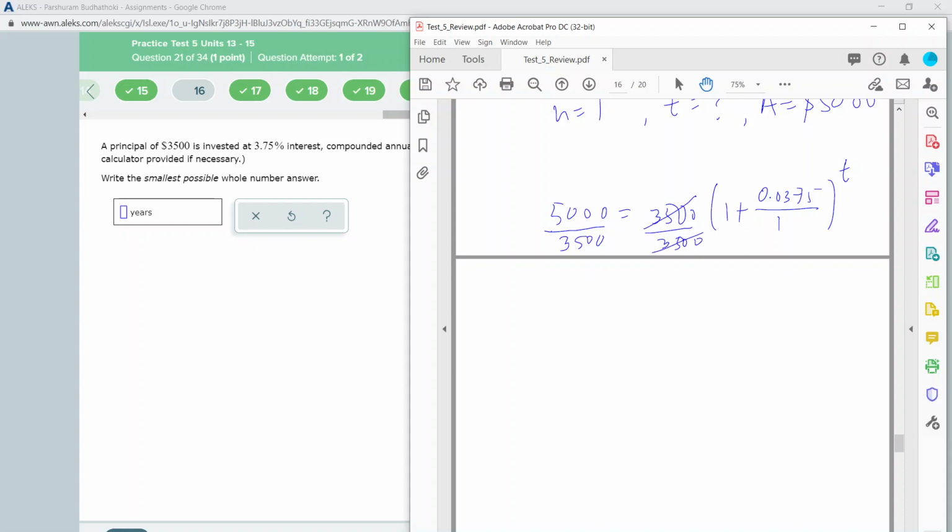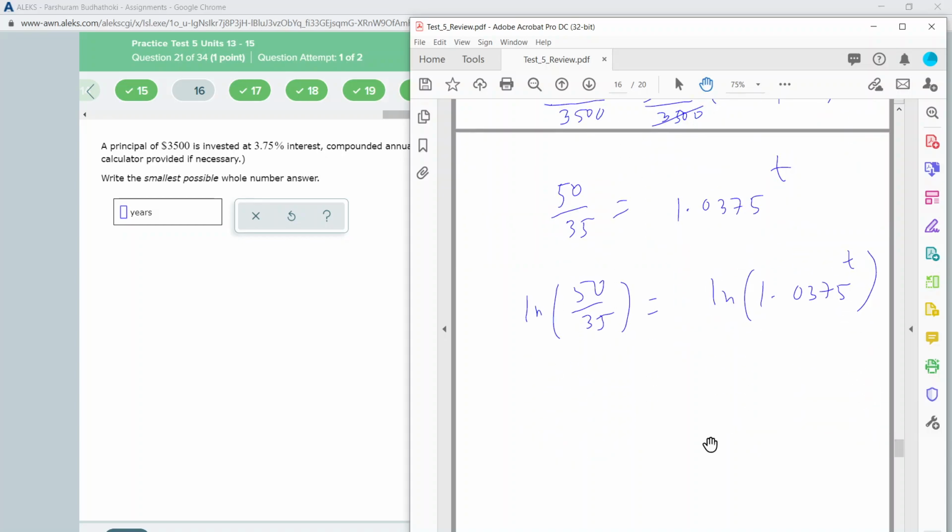So by doing that, on the left side we get 50 over 35 by cancelling these two zeros, and on the right side it's 1.0375 to the power t. And to find out the value of t, just take ln both sides. Ln 50 over 35, ln this number 1.0375 to the power t. By taking this ln, you can bring this t in front.